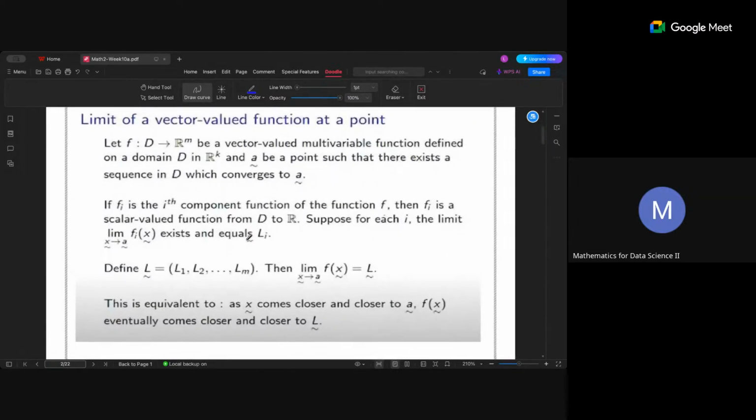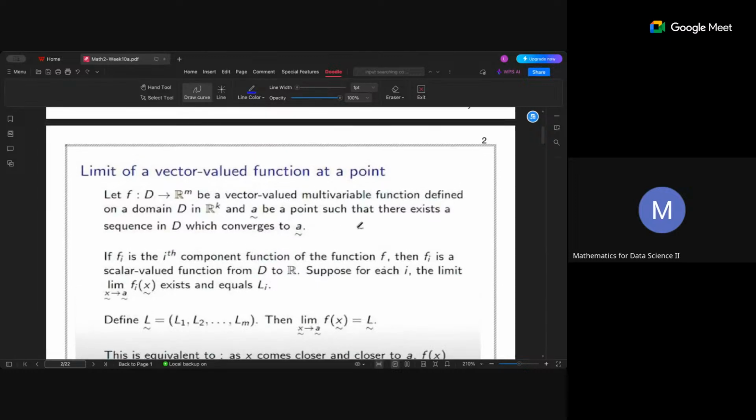And the next concept is the limit of a vector valued function. For vector valued functions, instead of just one function, you will be having several functions like f1, f2. You will be having several functions. Here, I guess, k functions. So you are having k functions.